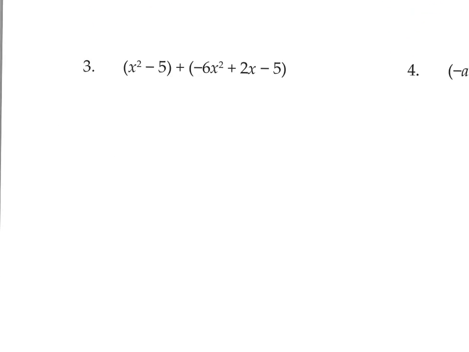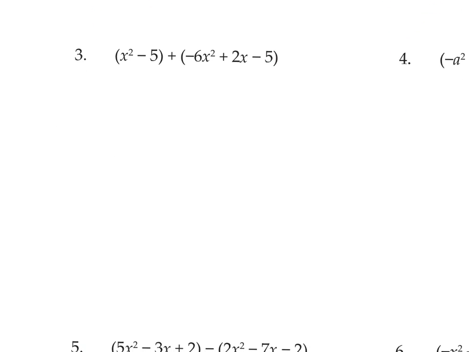So on number 3, we're going to add a binomial plus a trinomial. Remember, a binomial is 2 terms, a trinomial is 3. We're going to add them. The binomial at the front, we can just drop the parentheses. It isn't going to change.